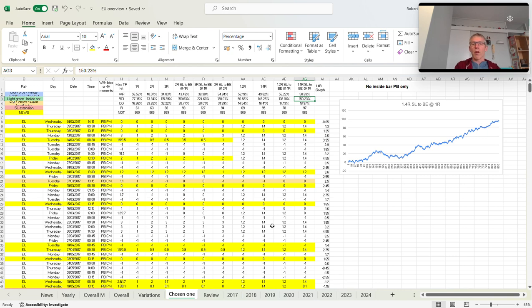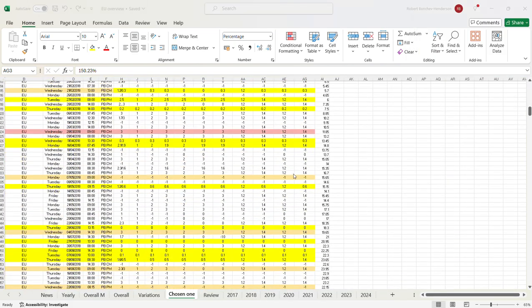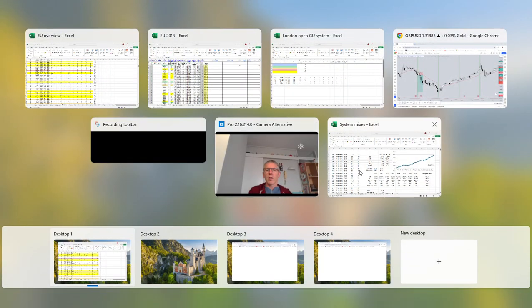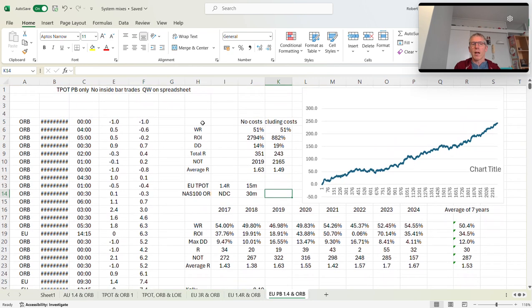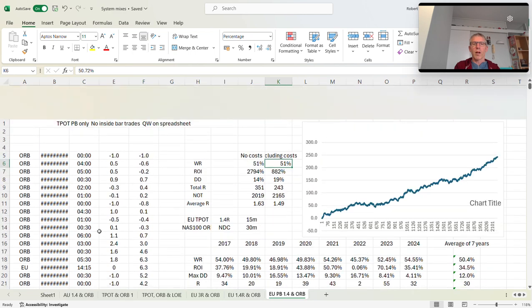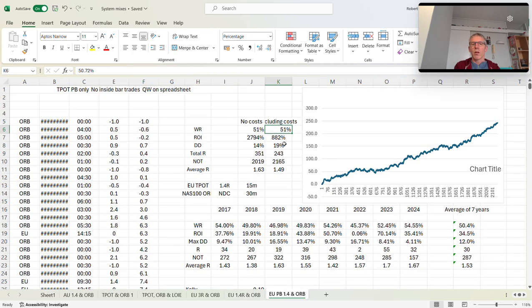I've got a decent amount, and I wouldn't be trading this alone. I think I've showed you already, but I would be trading it mixed with my second strategy, which is the opening range breakout. And then you can see I've put all of the trades together from 2017 onwards, win rate just shy of 51%.